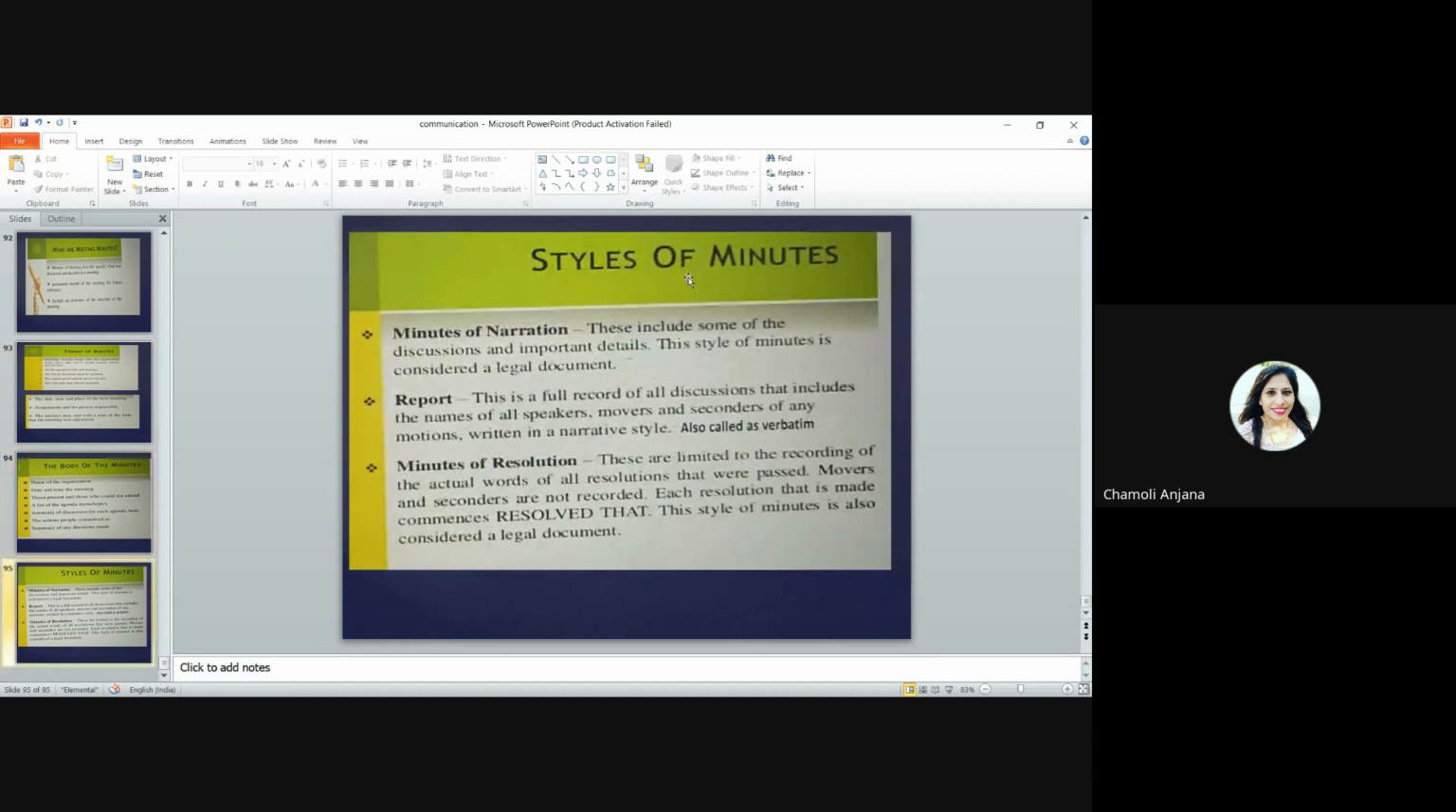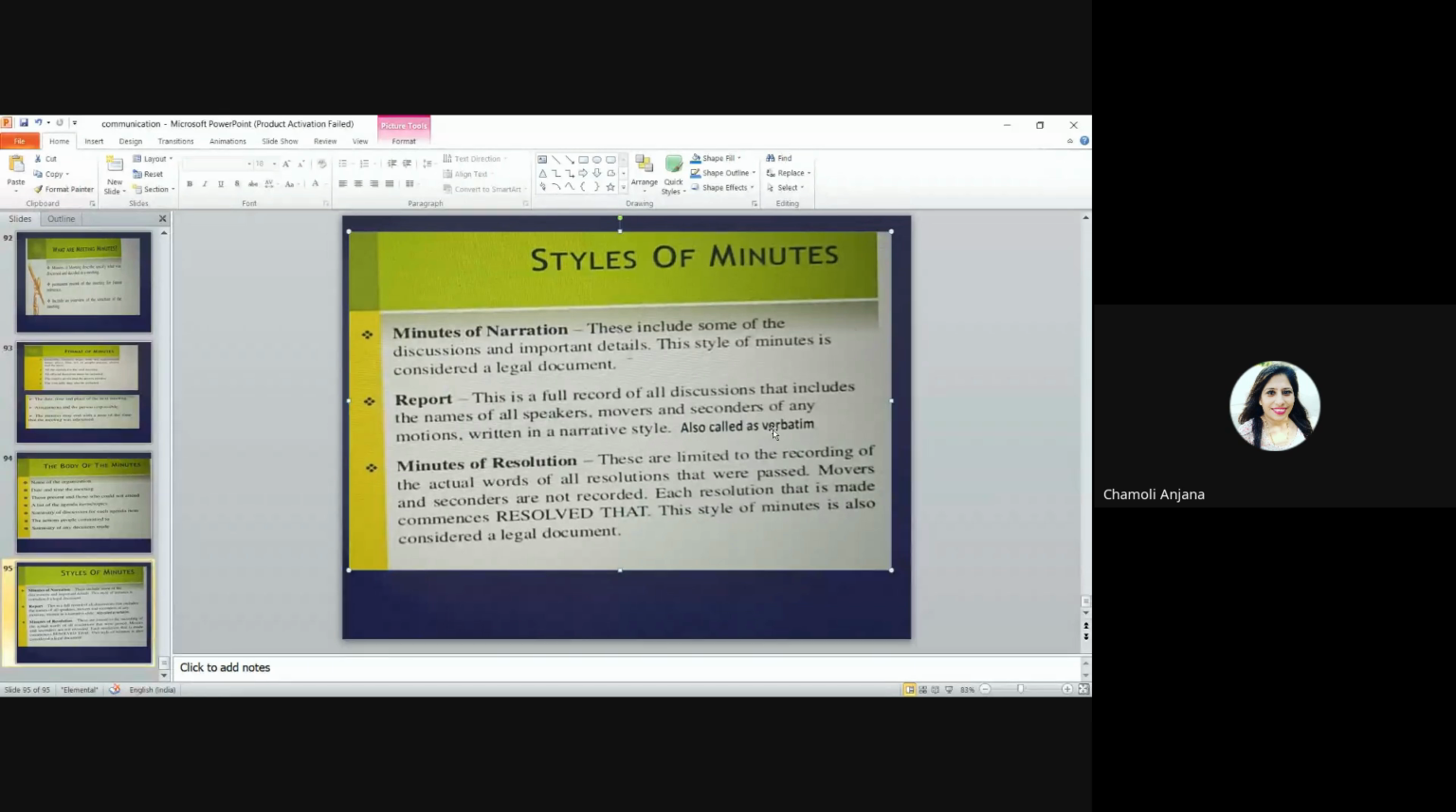So there are different types of minutes of meeting. You have minutes of narration, then you have verbatim or report, and then minutes of resolution. So minutes of narration is one where whatever is discussed in detail, everything is written in the minutes of meeting. So it is like a detailed narration of whatever has happened in the meeting, all the discussions and the resolution. Then you have report or verbatim, which includes, actually it is not report, just don't follow this. It is minutes of narration and verbatim.